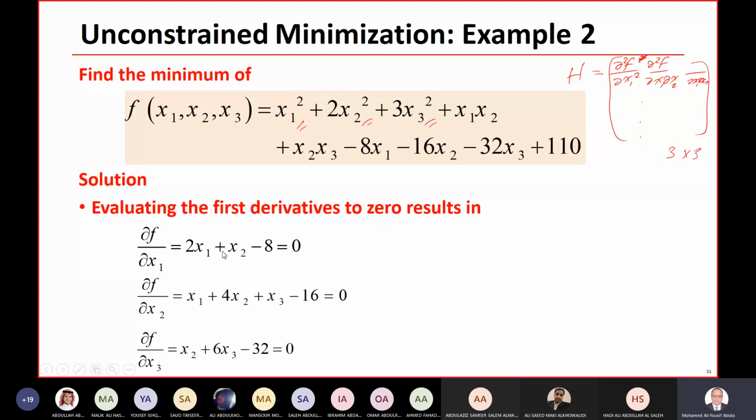Here you have 3 equations and 3 unknowns, x1, x2, x3. In principle, you can solve these equations simultaneously to get x1, x2, x3, the solution of this equation. And I think it's very simple.